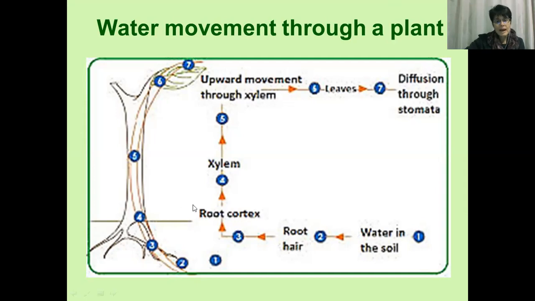Then all the way up the xylem, then into the xylem, the branch vein, which goes into the leaves, and then a lot of that water gets transpired. 98% is transpired through the stomata.